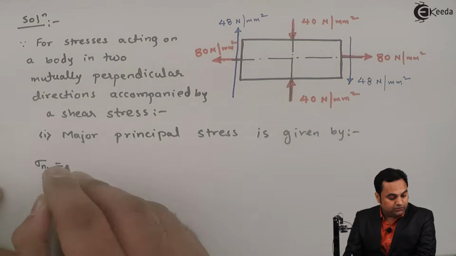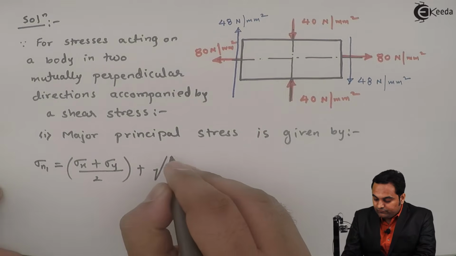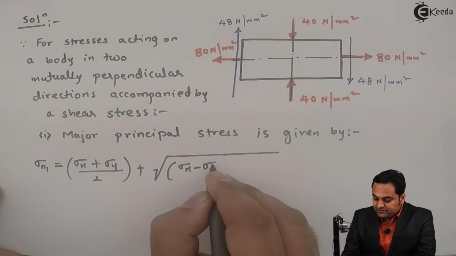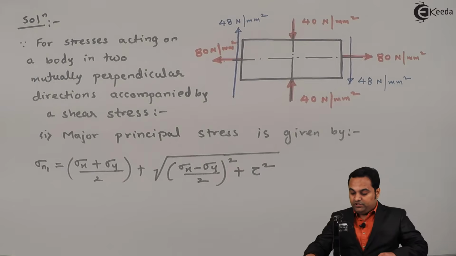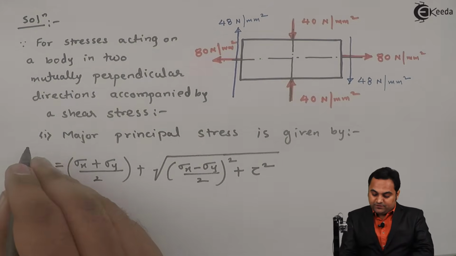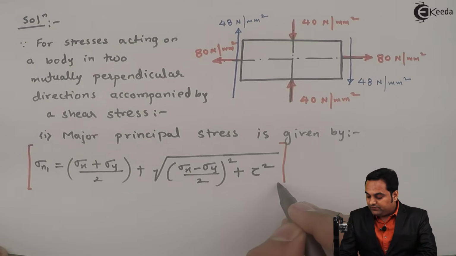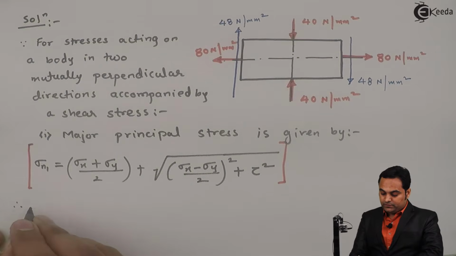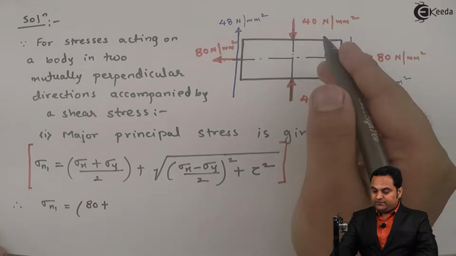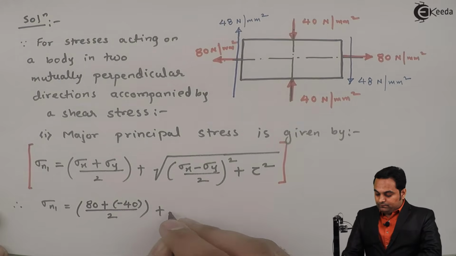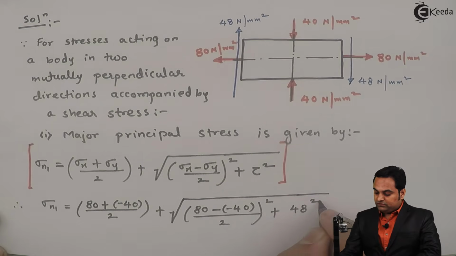sigma n1 is equal to sigma x plus sigma y by 2 plus root of sigma x minus sigma y by 2 whole square plus tau square. Now this is the formula to calculate the major principal stress, and this major principal stress would be used in the calculation of maximum shear stress. Now I'll go on putting the values in this equation. So therefore sigma n1 will be equal to, sigma x is positive, so 80, plus sigma y is negative, so minus 40, tau is 48, so square.